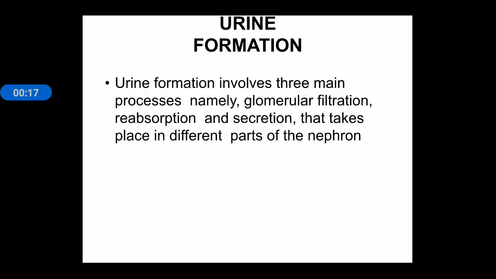Now first is urine formation. Mainly urine formation consists of three processes. First is glomerular filtration, second is reabsorption and third is secretion. So these three processes help in the formation of urine.